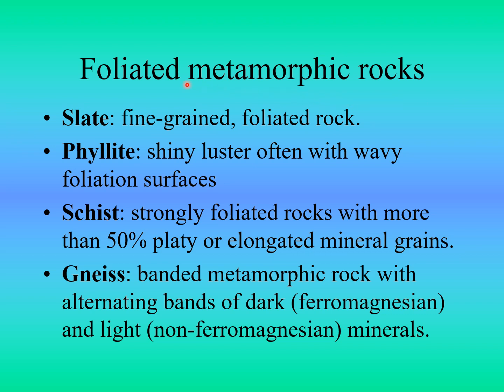Again, with the foliation textures, slaty texture produces a slate, and that's a fine-grained foliated rock. So it's lightly foliated, it's fine-grained, but remember it has those flat, slaty cleavage planes. Again, you have a phyllite, which has a phyllitic texture, and it's got a shiny luster, and it often has these kind of wavy foliations. A schist is strongly foliated, and it has more than 50% of these scaly or platy or elongated minerals. And then a gneiss is a banded metamorphic rock with the separation of the dark and light minerals.